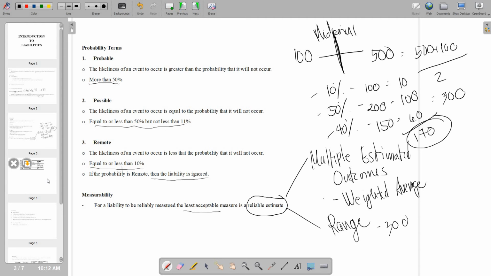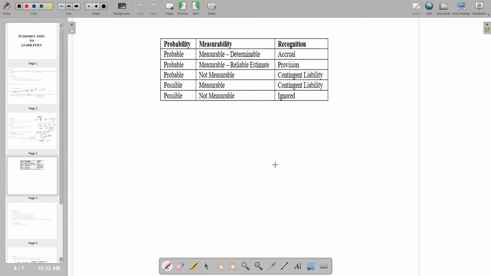Now, there's a question a while ago. What do we call liabilities that are remote or possible? So let's check here. You always check the probability. Probable, probable, probable, possible, possible. As you can see there, I have not considered remote here because it's negligible. If it's remote, then ignore.